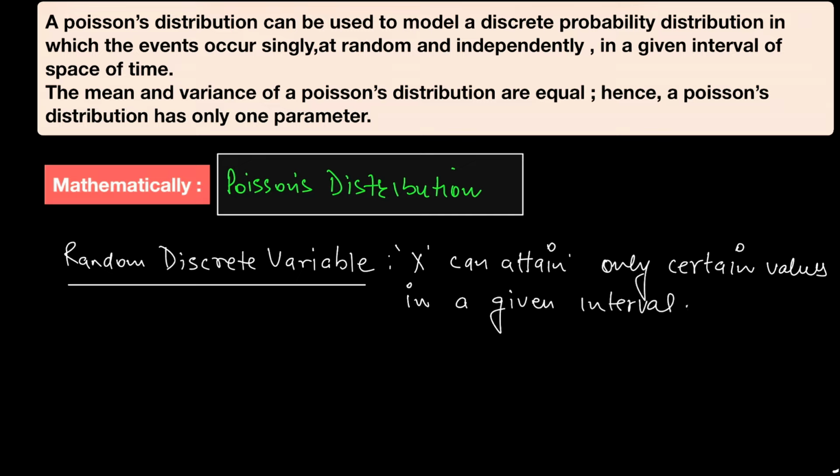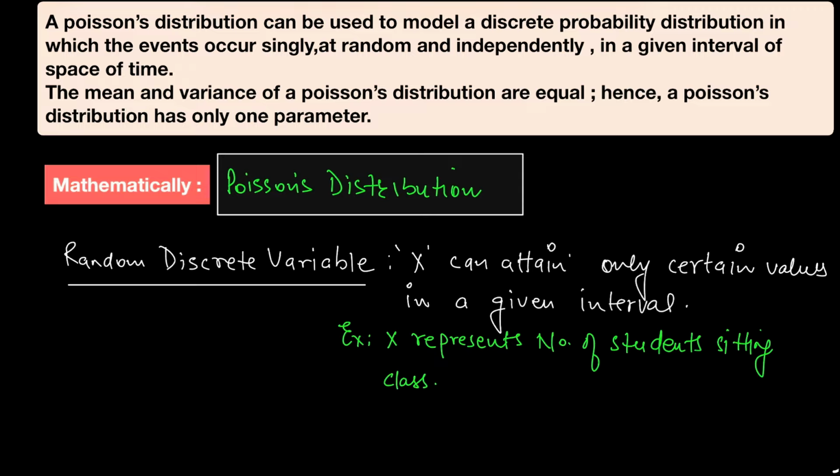What I mean to say by this, let's take an example to understand. Suppose x represents the number of students sitting in class. Now in this particular example, the answers can be x equals 4, 7, 10, 12, 20, 30, but it cannot be equal to 27.2. So x can take only certain values in this case. So this particular example represents the random discrete variable aspect.